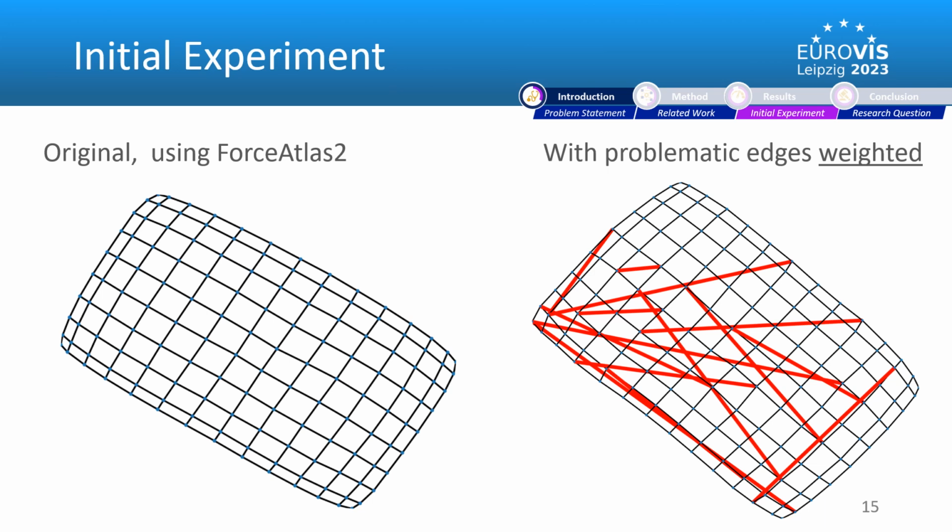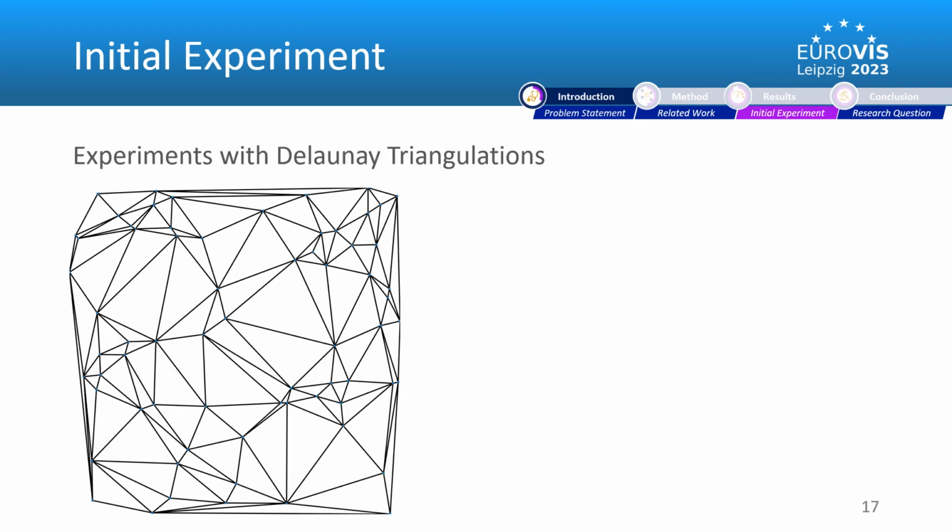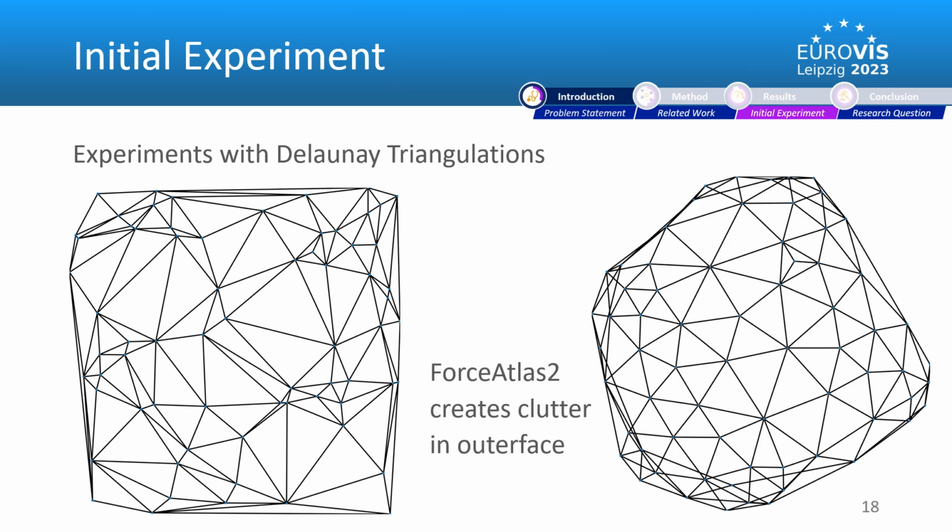So then the question becomes, can we directly find these planarity-destroying problematic edges? However, before we move on to that question, we would like to highlight a very different experiment that we briefly conducted. We created triangulation graphs, which were simply constructed by putting random points on a 2D plane and then doing Delaunay triangulations on those points. We noticed that when we used Force Atlas 2 or stress majorization on these triangulation graphs, they tended to create quite a bit of clutter in the outer faces of these graphs. So therefore, we slightly adjusted our research question to the following.